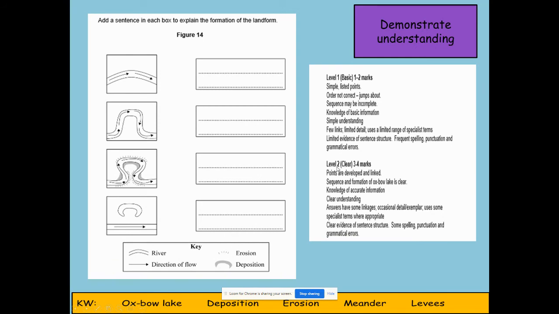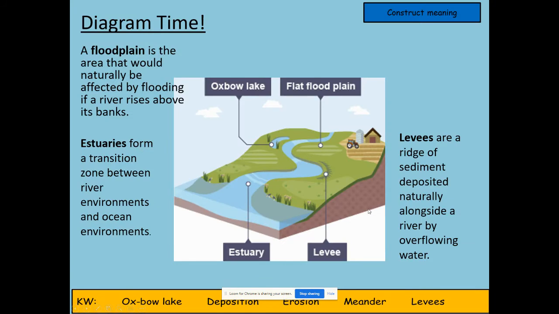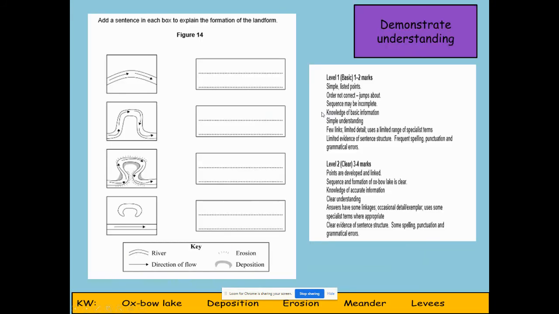And if we look at the level 2 mark scheme, so 3 to 4 marks, it's clearly stating that we're looking for a sequence and formation of the Oxbow Lake, that it's clear that you've stated with the 4 different answers how we've got from the first part down to the end. And some linkages as well.